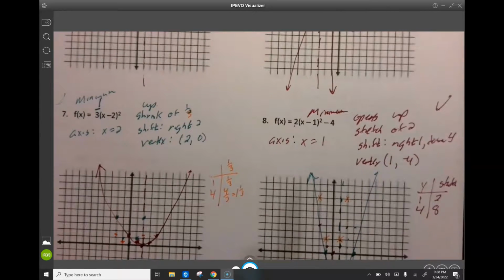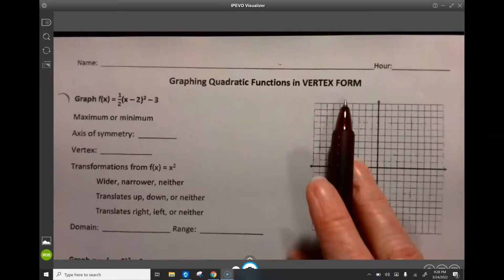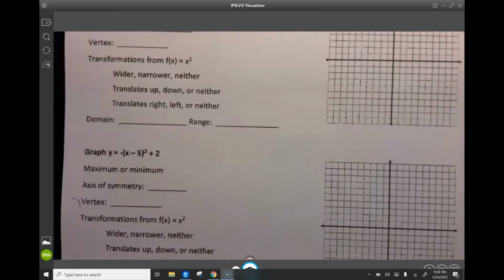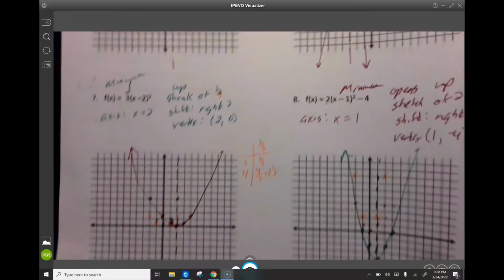Okay, so for homework, you're going to check in Schoology, you're going to check with your teacher, but it's going to be on page 27. It's a Vertex Form, and there is a front and a back. I think we tried all of them. Oh, domain and range. Okay, let's go back and talk domain and range on all these.